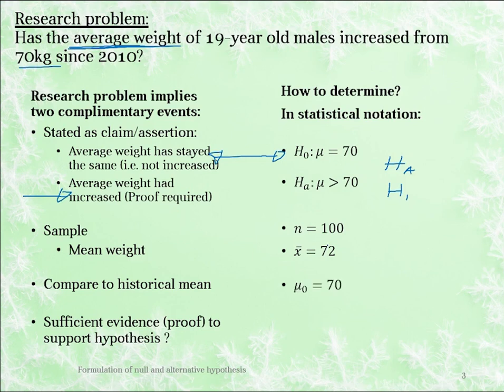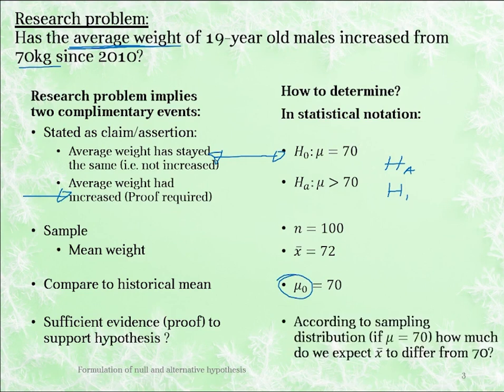Then we are going to compare to our historical mean, and our historical mean is 70. And you'll notice that I've written it with a mu naught here. That is called the hypothesized mean. We will talk more about that later as well. But that is the symbol that we use for this value that we have in our hypothesis test.